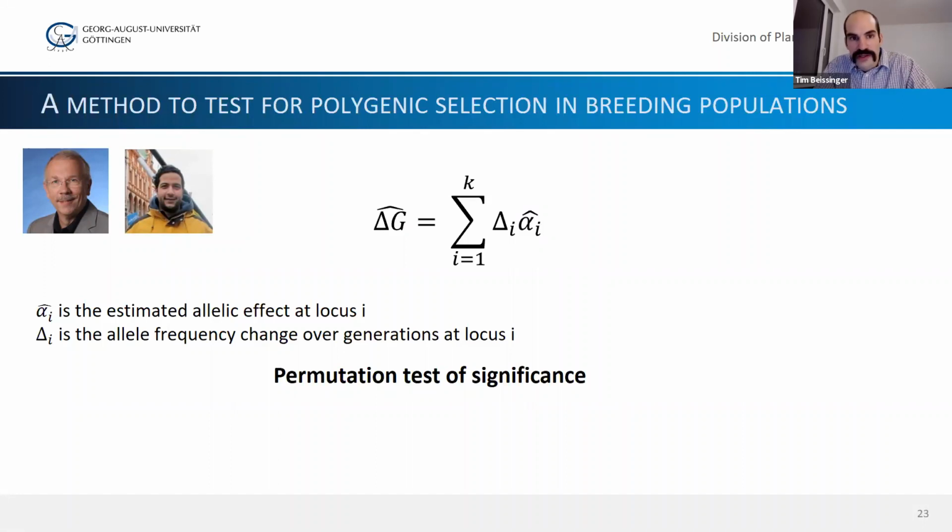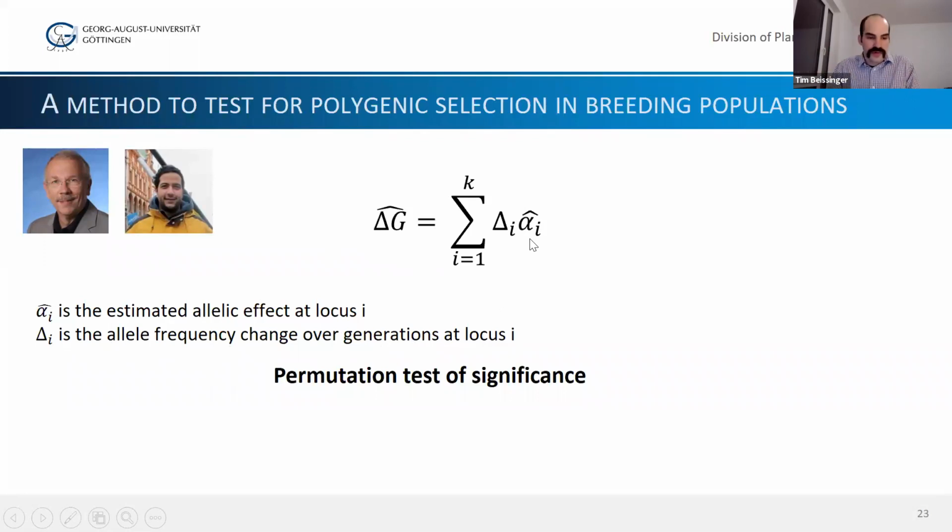And the method we've been working on, we call it Ghat because it is equivalent to measuring the genetic gain in a polygenic way. So we measure the estimated allelic effect of every single locus in the population, and then we measure the allele frequency change over time at that locus. So we make a statistic we call delta G or Ghat, which is equal to the sum over every position in the genome of these two things multiplied by each other.